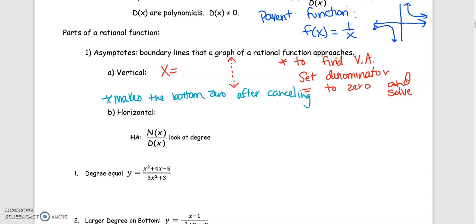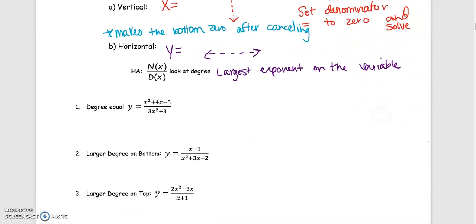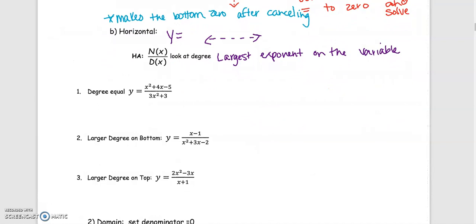Okay. Horizontal is going to be your y equals, and so that's going to be again a horizontal dashed line. And we are going to have our polynomial over our polynomial. We're going to look at the degree, so the largest exponent on the variable. So we can have three options here. We could have a degree that's equal. So this one is squared, this one is squared, and so those would be equal.